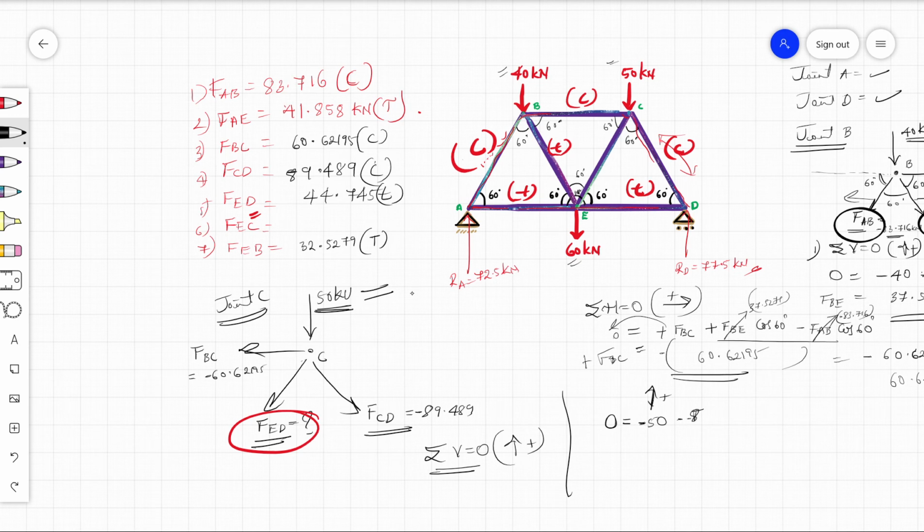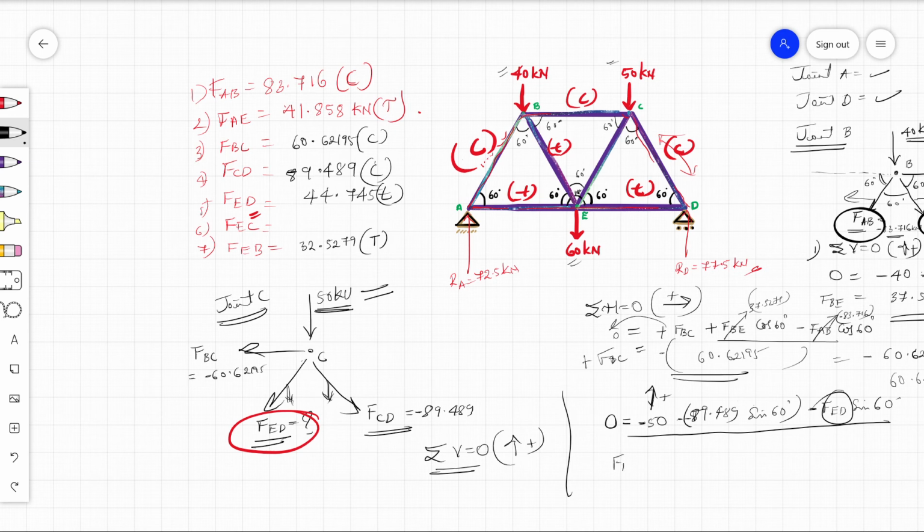I'll take it as minus of minus 89.489 sine 60 degree. Again minus, because this one's Y component is also going downward. Both are Y components. FED sine 60. And in this whole equation, which is the unknown thing? This is the unknown thing. So find that, get the value done.